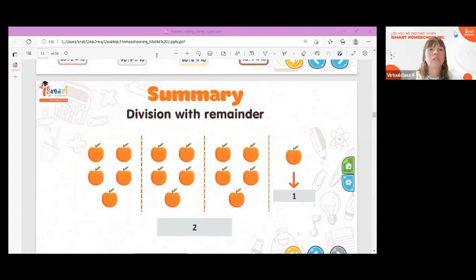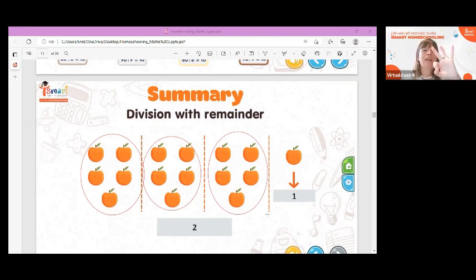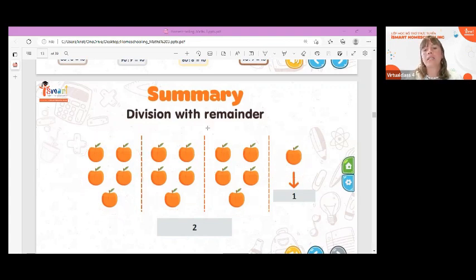All right. So we can see here, 1, 2, 3. 3 equal parts with 1 remainder. All right. So 16 divided by 4 is 3 with 1 remainder. All right. Great. So let's take a look at the next one.